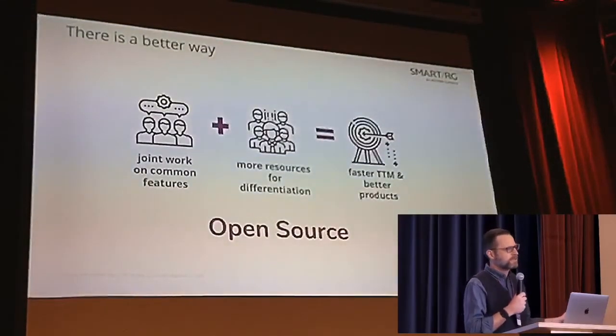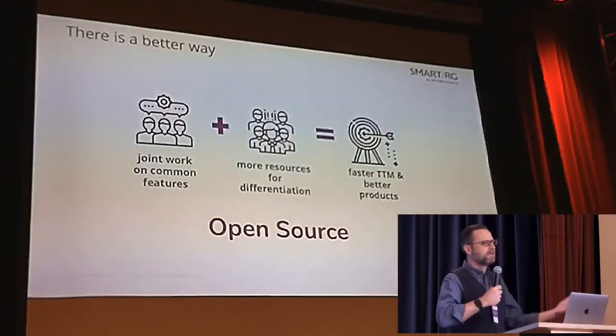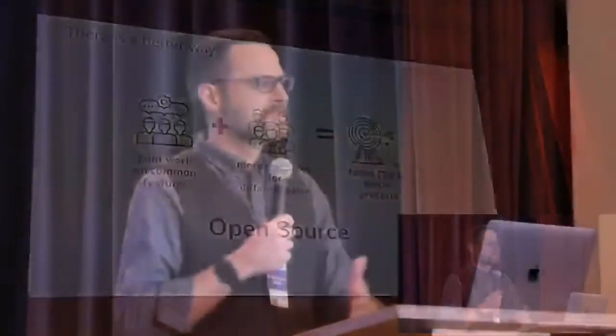But if we come together as a community, then that allows us, vendors and service providers alike, to free up those resources that were focused on those baseline features and actually build differentiating services and products. And of course, what we get is faster time to market, and the products are better. And that's really the essence of what we call SmartOS at SmartRG.